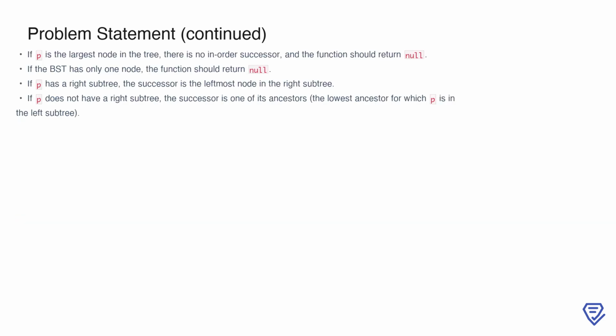There are a few additional points to consider in this problem. If the given node p is the largest node in the tree, the function should return null, as there is no successor. If the tree has only one node, the in-order successor is also null. Another key observation is that if p has a right subtree, the in-order successor is the leftmost node in that right subtree. However, if p does not have a right subtree, the successor will be one of its ancestors, specifically the lowest ancestor for which p is in the left subtree. These constraints and edge cases are crucial for implementing a robust solution.